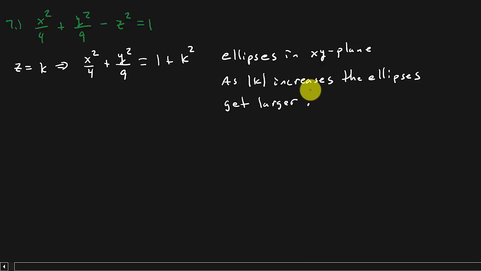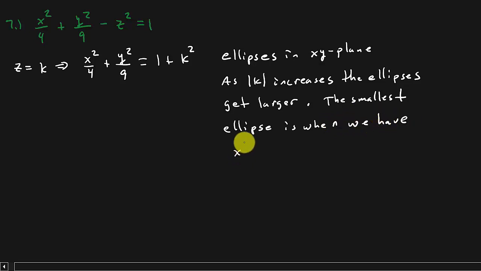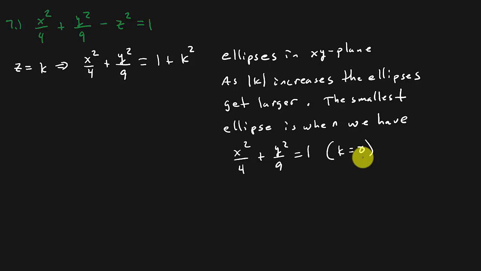Okay. The smallest ellipse is when we have x squared over 4 plus y squared over 9 equals 1. In other words, when k equals 0. That's when we have our smallest ellipse. And I'll explain that in just a minute. I will look at that in a little more detail.